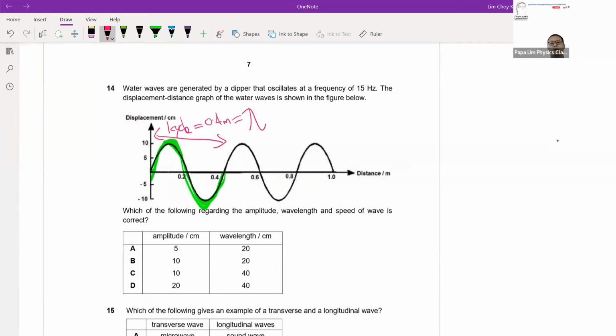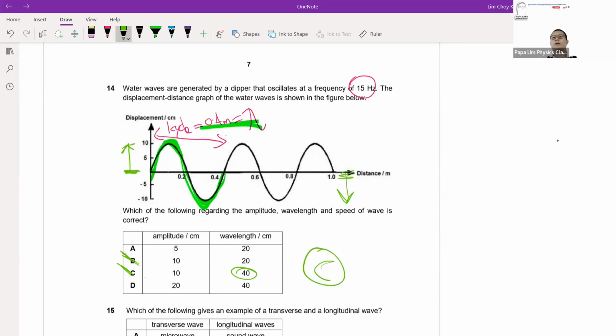Given that the frequency of the wave is 15 hertz, the wavelength is 0.4 meter. Then the second thing you need to take note of is the amplitude. The amplitude is from the middle line, the equilibrium, all the way up to the crest, or sometimes we say from the equilibrium all the way to the trough. So you should have a displacement of 10 cm here. What is the wavelength? 0.4 meter, which is 40 cm. So the answer here will be C.